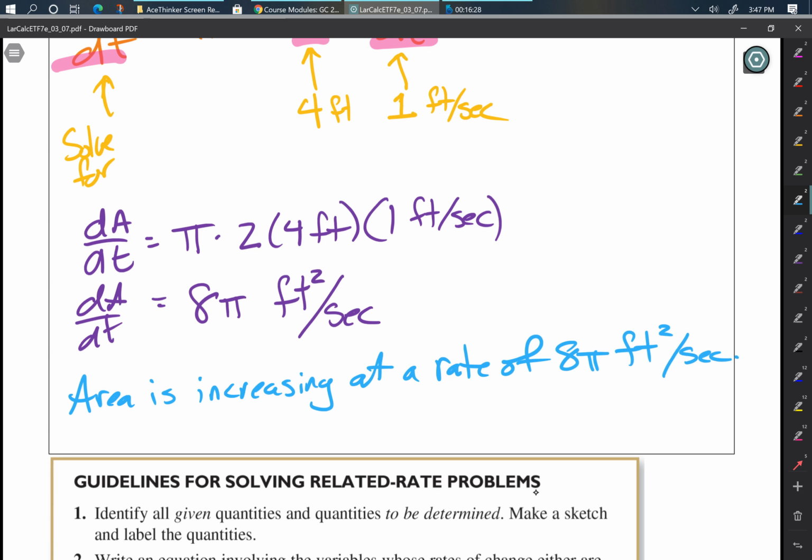Okay, we're at 16 minutes right there, so I'm going to stop, come back, and we'll come back for part 2. We'll start here and talk about the guidelines for doing this, and then we'll do another problem where we have to write everything ourselves. All right, see you back here for part 2.